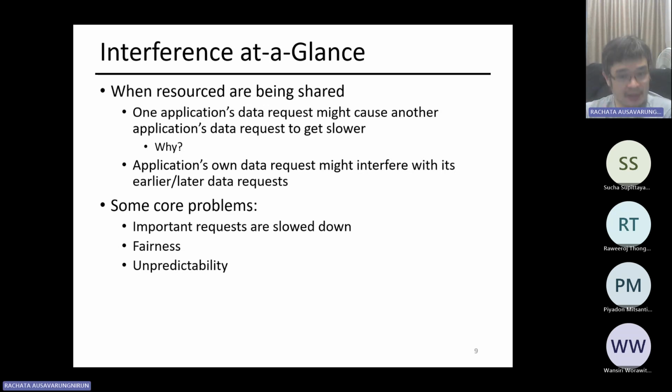Some of the core problems include important data accesses being slowed down. We can have a fairness issue when a program is unfairly prioritized, even though the OS might not say it should be prioritized, but it gets more resources. And also unpredictability. I run the application and I don't know how long it's going to take, because I don't know who else is running. They might be taking my resource.